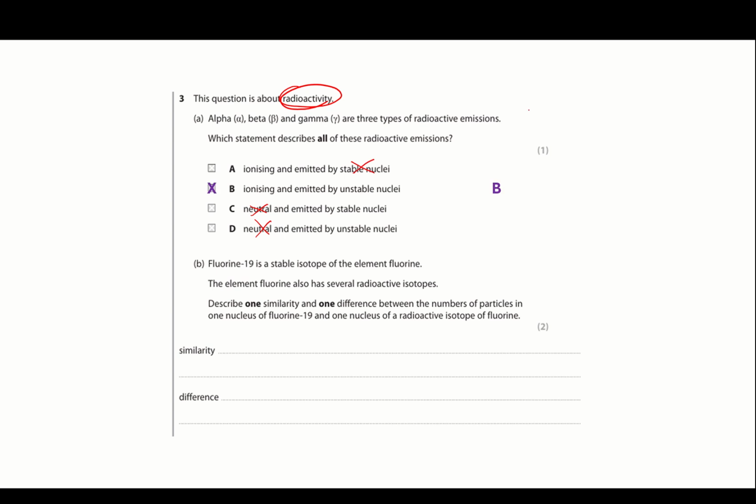And this is just going back over RSDUN. Radioactivity is the random and spontaneous decay of unstable nuclei. So just make sure you know that definition off by heart.